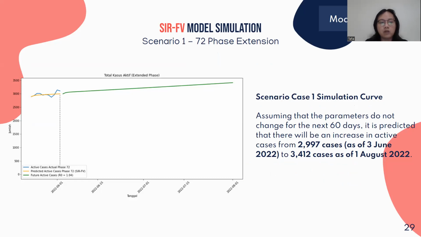Actual data is marked with a blue line. Estimated active cases are marked in orange, and predicted active cases for the next 60 days are marked in green. Assuming that the parameters do not change for the next 60 days, it is predicted that there will be an increase in active cases from 2,997 cases as of June 3rd, 2022 to 3,412 cases as of August 1st, 2022.